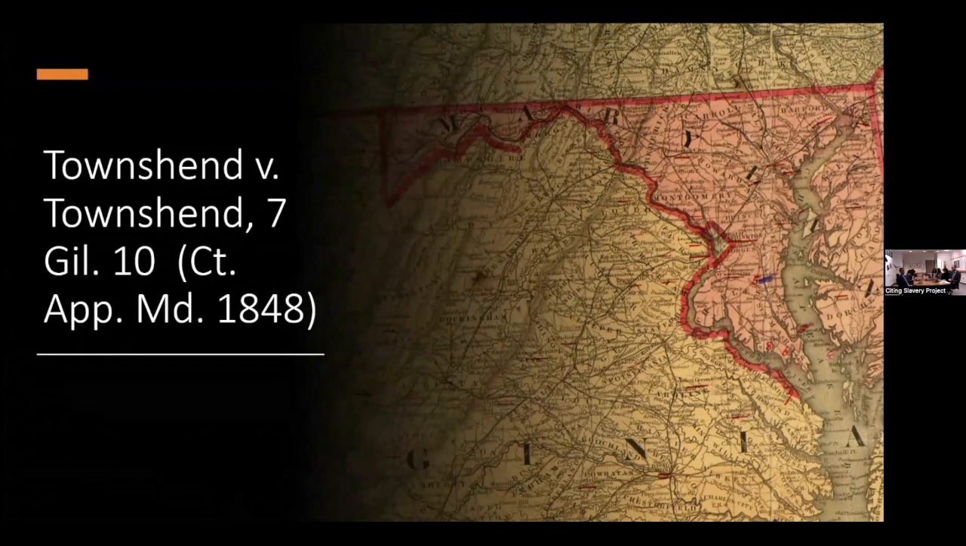This is the first case to recognize what came to be known as the insane delusion rule, which allows courts to refuse to enforce provisions of wills it deems to reflect irrational beliefs. The insane delusion rule has since been widely adopted across the United States. The Townsend court's adoption of this rule appears to have been influenced by the case's slave context.